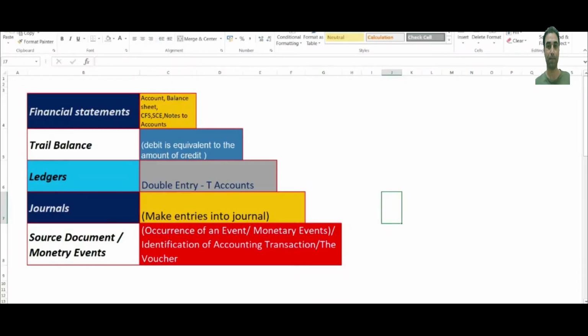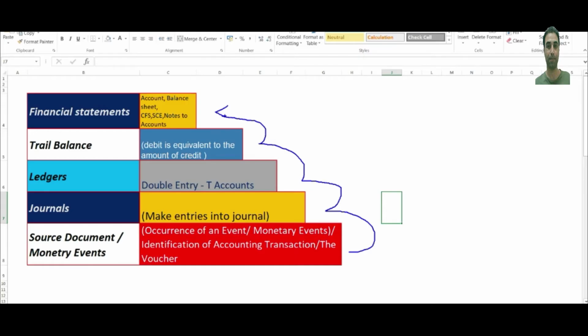Hi, this is Ishfaq Khan, and in this session, I'm going to tell you how an accounting transaction flows from the beginning, once a monetary event occurs, till it reaches the end destination of the financial statements. So, what are the steps involved within that journey? This is a very basic level of accounting, and definitely it will strengthen your basic concepts of accounting.